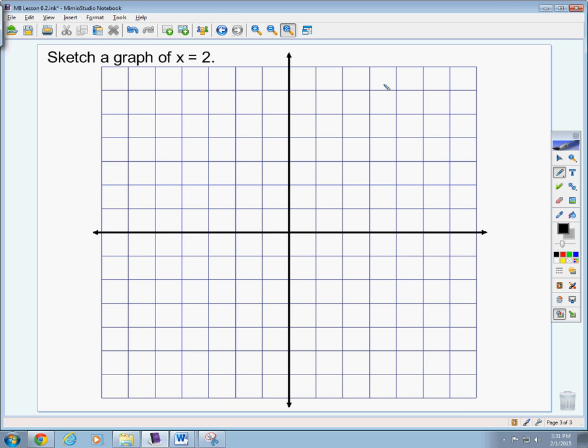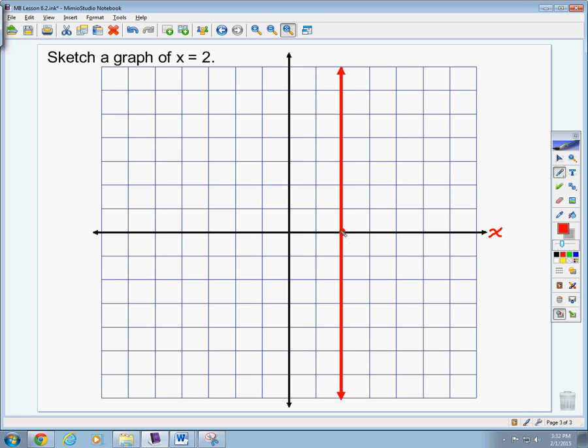Likewise, or you can say the opposite of, when we have x equal to 2, basically you go to your x-axis, find 2, and draw a vertical line through it. So we have a vertical line here through x equals 2.